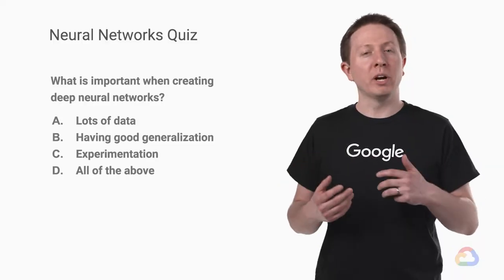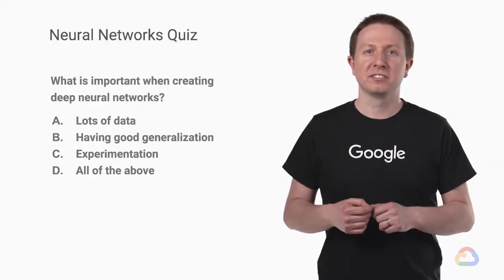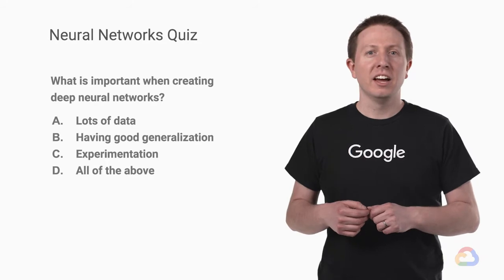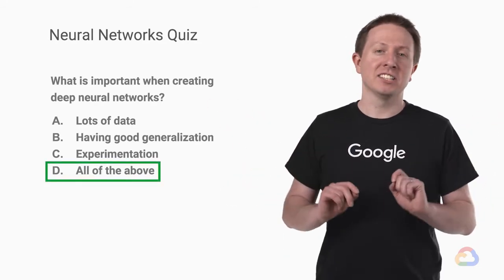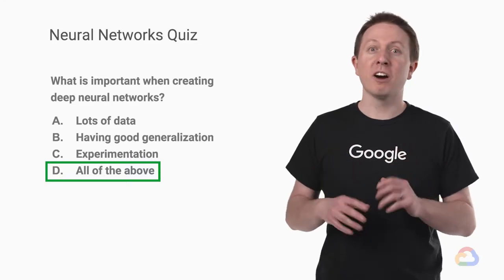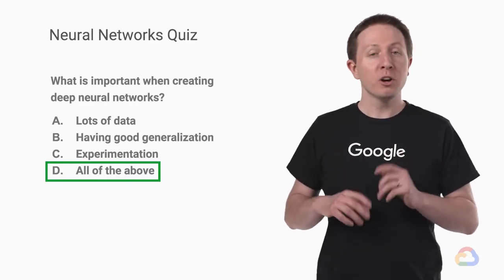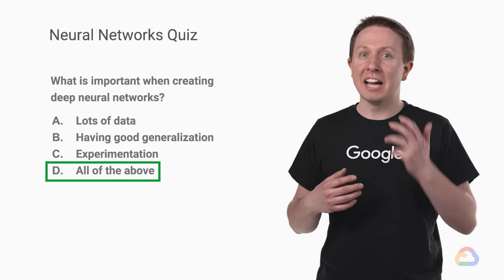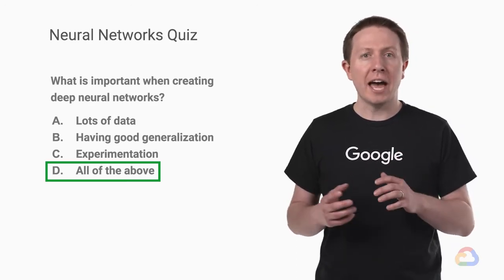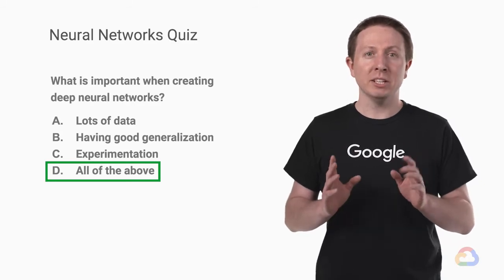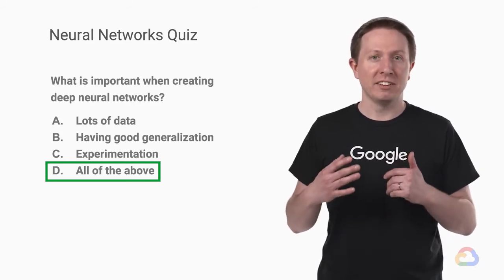What is important when creating deep neural networks? The correct answer is all of the above. This is not an exhaustive list, but these three things are very important to keep in mind. First, you need to make sure you have lots of data. There is a lot of research taking place trying to reduce the data needs of deep learning, but until then, we need to make sure we have a lot of it.